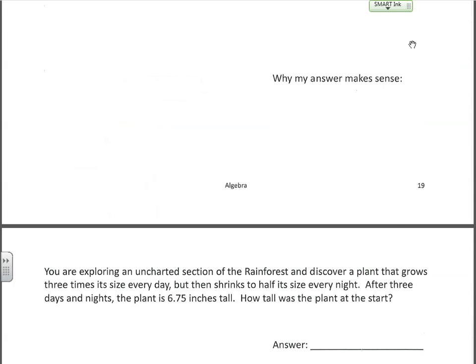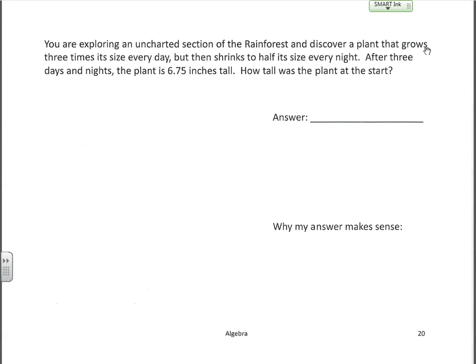And in fact, that working backwards theme, we're going to continue that in the second one. You are exploring an uncharted section of the rainforest and discover a plant that grows 3 times its size every day, but then shrinks to half its size every night. After 3 days and nights, the plant is 6.75 inches tall. How tall was the plant at the start?